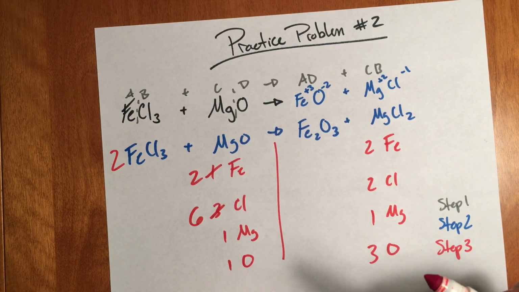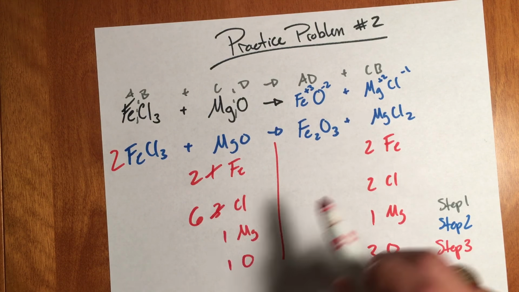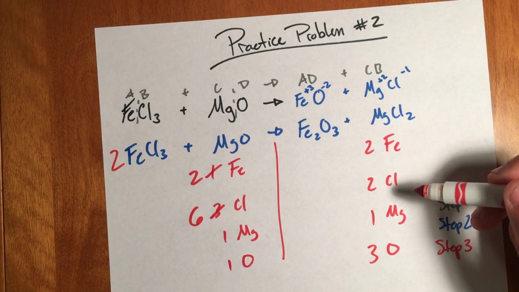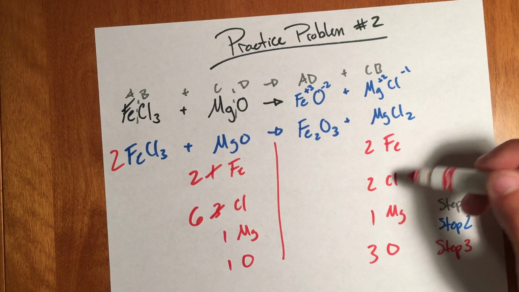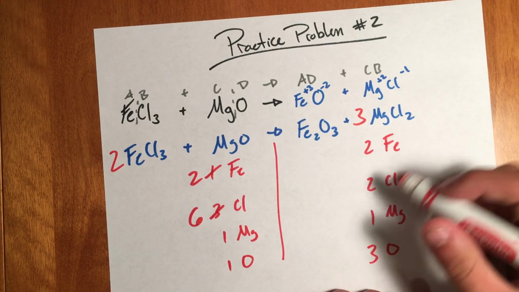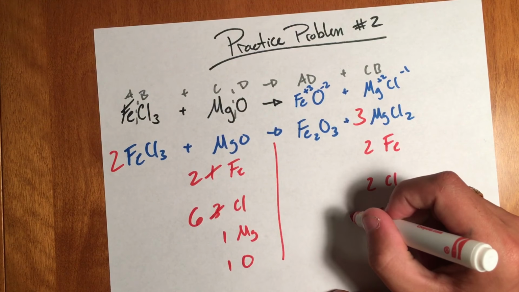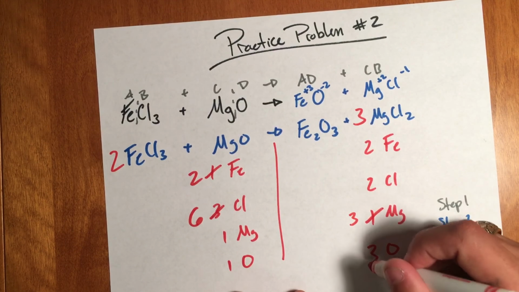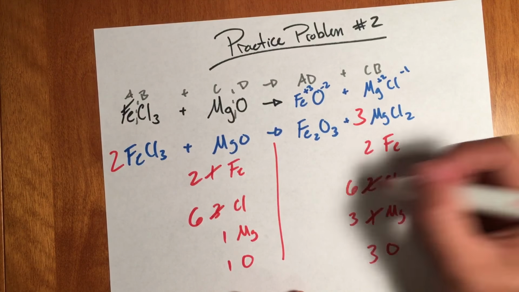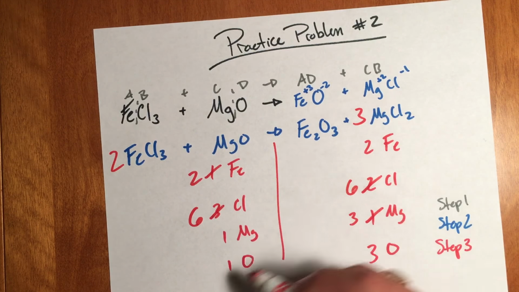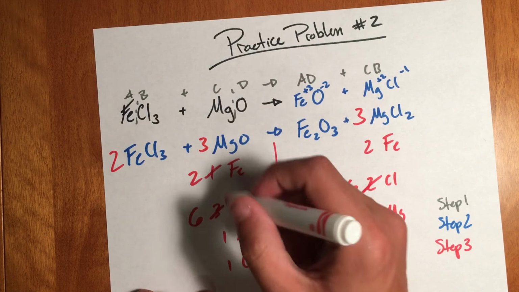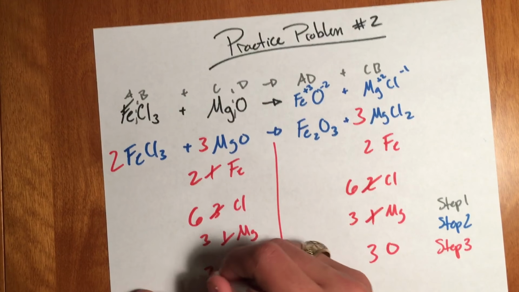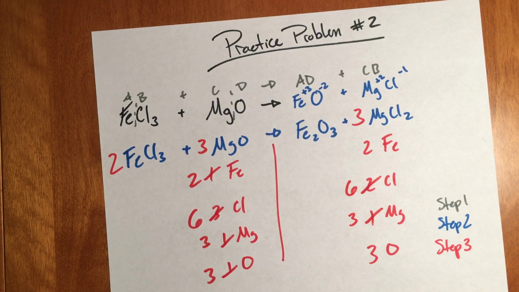Next thing we can balance is the chlorines, which means we need a 3 here. That changes that to a 3 and changes this to a 6. Good. Now we can change this to Mg3O3, and now we're balanced.